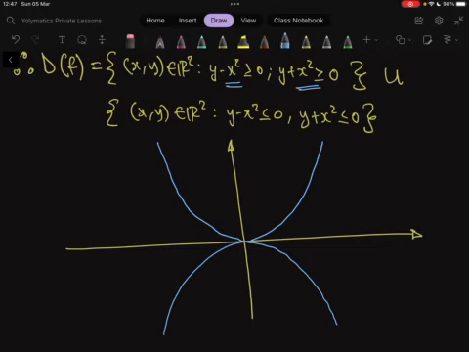So let me label this. Remember, this function is y equal to x squared, and this one is y equal to minus x squared, like that. We can see now that we have these two regions. First, we want to find an intersection of these two regions, this region and this region. We want to find their intersection. So let's see now how to find it. First, I look for the region that satisfies the first inequality, that is y minus x squared is greater than 0, meaning y is greater than x squared. This is the region.